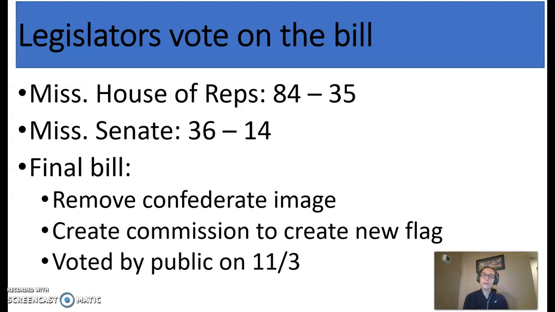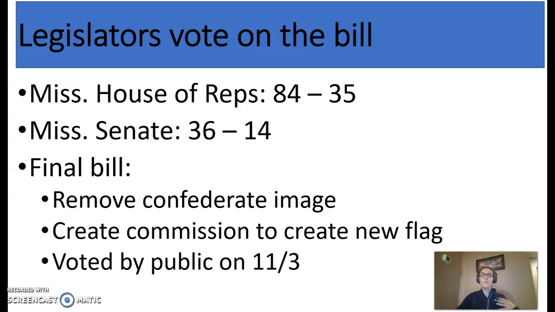And then the third part of the bill said that this new flag will go to the voters. And the voters will decide very soon, on November 3rd, just coming up in a couple of months, if the voters like the new proposed flag. So the idea for a law said, legislators, do you support a new law in the state of Mississippi that will do these three things? Remove the flag image of the Confederacy, create a commission that will then create a new flag, and third, if the commission can create this new flag in time, it will go to the voters to be approved on November 3rd.